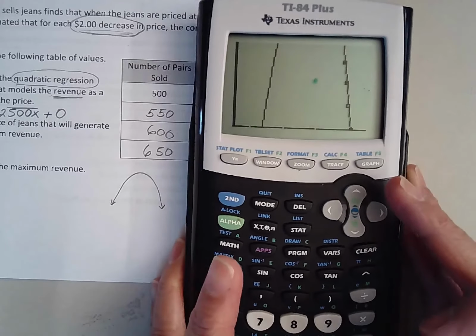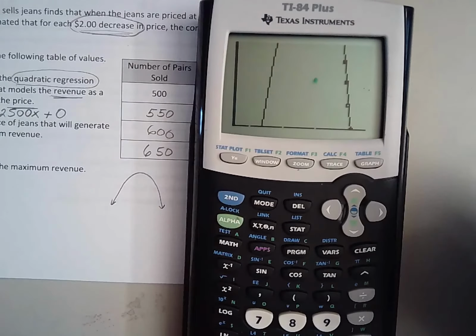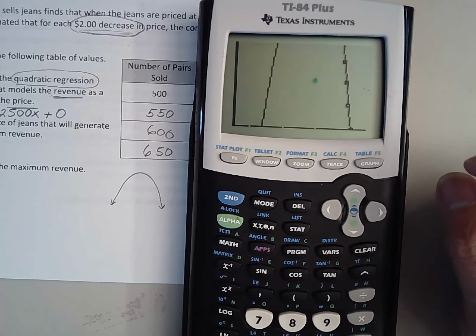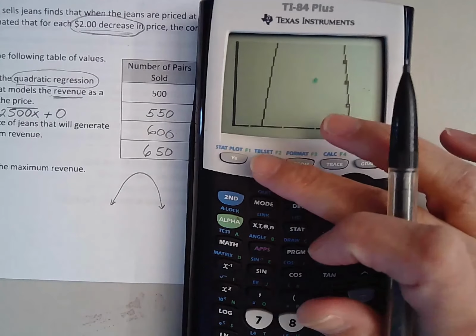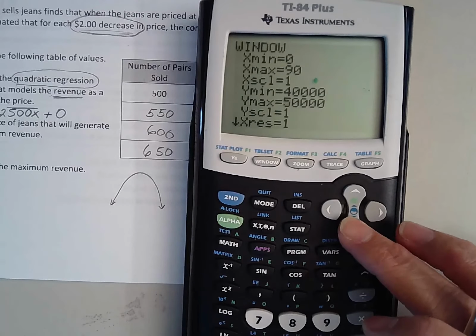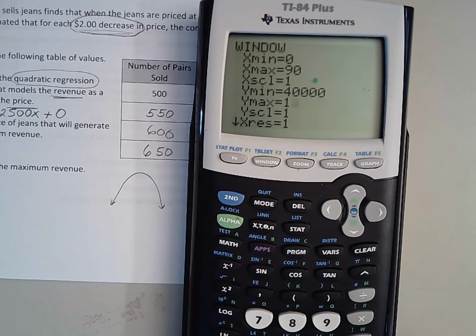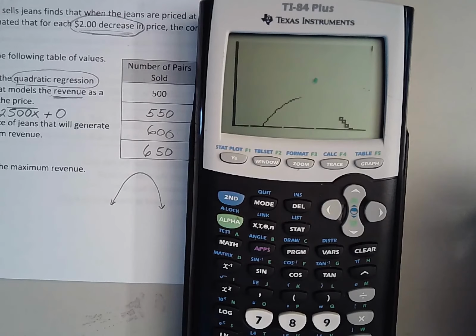Now, what else can we change? Y max. Yeah, because we need to expand the top, right? How much? 100,000. Okay. So let's go 100,000. Oh, there you go. Now we can see the whole parabola, right?